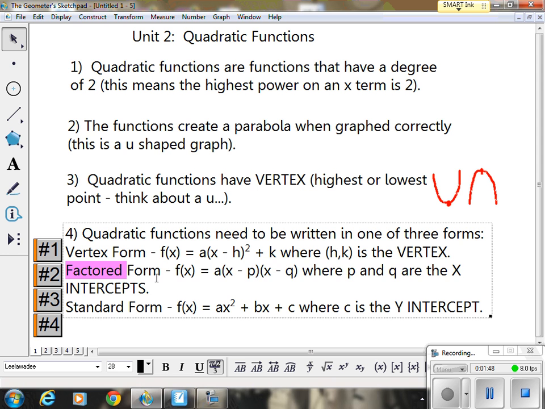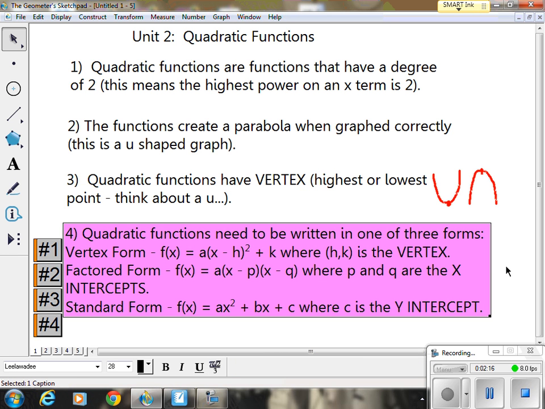Factored form is going to automatically give me the x-intercepts of my function, and it will look like 2 sets of parentheses instead of 1 set raised to the second power. And standard form is always going to give me the y-intercept of my function, and it looks like no sets of parentheses. The parentheses have been multiplied out and like terms have been added together to create standard form.